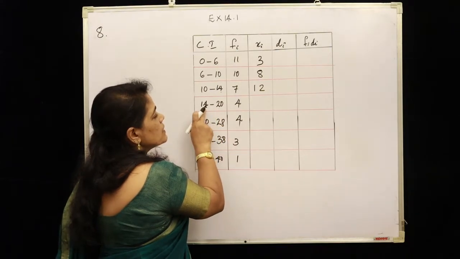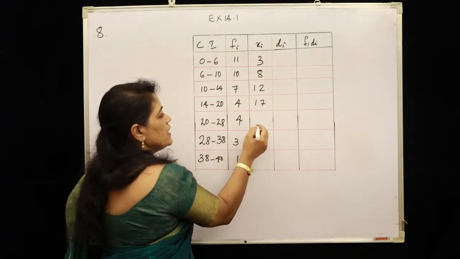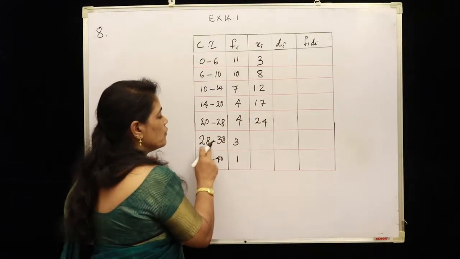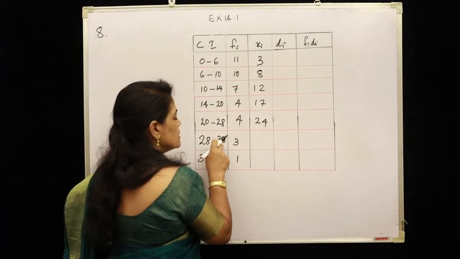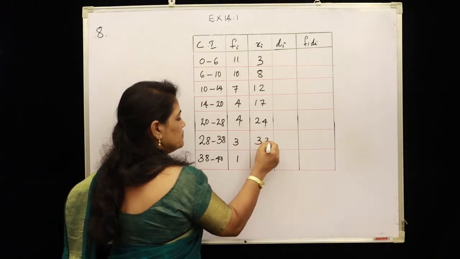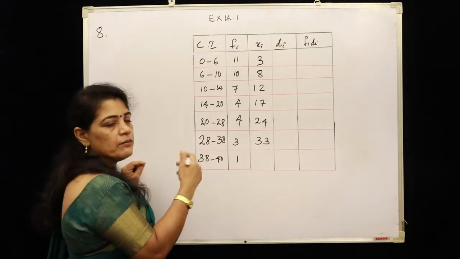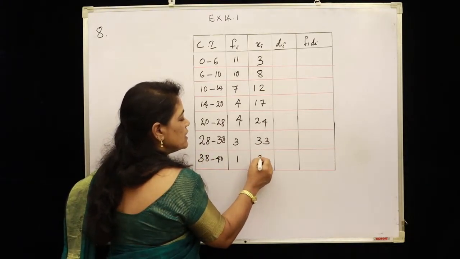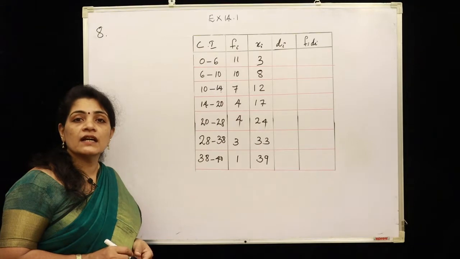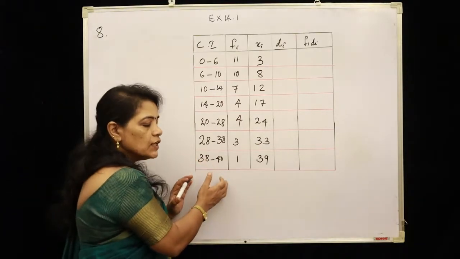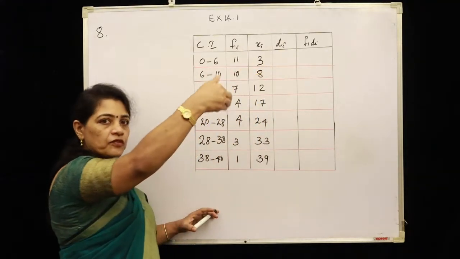So 20 plus 14, 34, divided by 2, 17. Here 48, that is 24. Here it becomes 36, and 66, 33. Here we have 38 plus 40, 78, by 2 is 39. So these are the mid values of each class interval. Since the class sizes are different, the differences between consecutive mid values are also different.